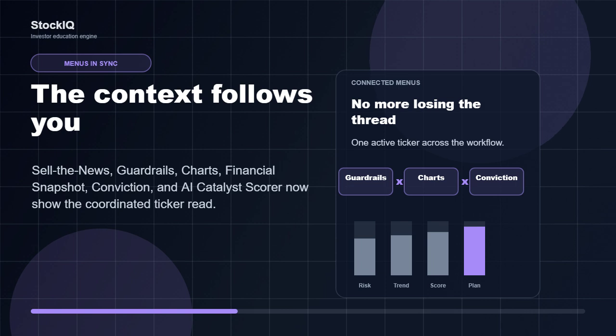The new coordination also checks portfolio context. Is this ticker already owned? Is it on the watch list? Is it not tracked yet? Then it checks the sleeve. A cyclical position needs an exit playbook. A compounder needs a thesis review. Those are different decisions, even when the ticker looks exciting.